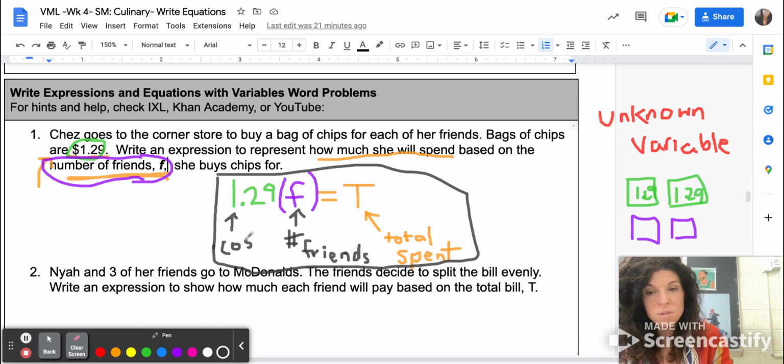And that's true in most situations where you're buying things and you're paying a repeated amount of times. Cost per bag. There we go. So if she has 3 friends, we would take 1.29 and multiply it by 3. If she has 5 friends, we'd take 1.29 and multiply it by 5. If she has 10 friends, we would take 1.29 and multiply it by 10.